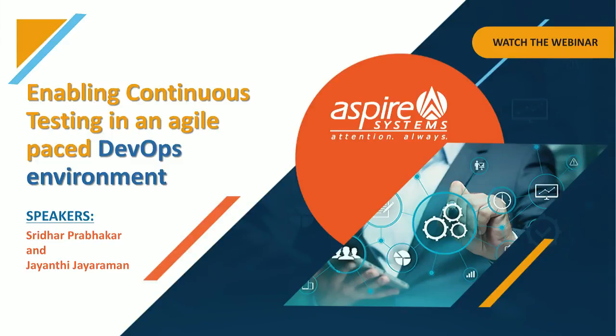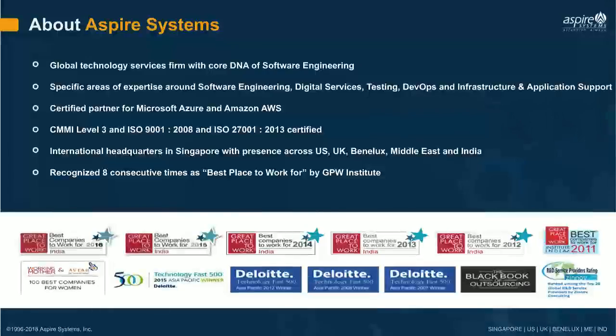Before we jump into our presentation today, I'd like to give a quick introduction to the company that I work for. I work for Aspire Systems. It is based out of India, but we have presence across the globe. We are a global technology services firm with a core DNA of software engineering, which means we specialize in product development and the whole life cycle of it.